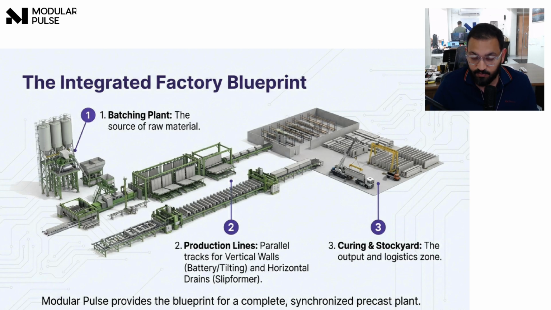Batching plant feeds production lines, which feed curing areas, which feed storage yards, and cranes and logistics connect everything. When this layout is planned properly, material movement is reduced, waiting time is minimized, and labor efficiency is increased. This slide shows that precast is not just about machines, it's about flow, planning, and integration. That is what turns a factory from a cost center to a profit engine.